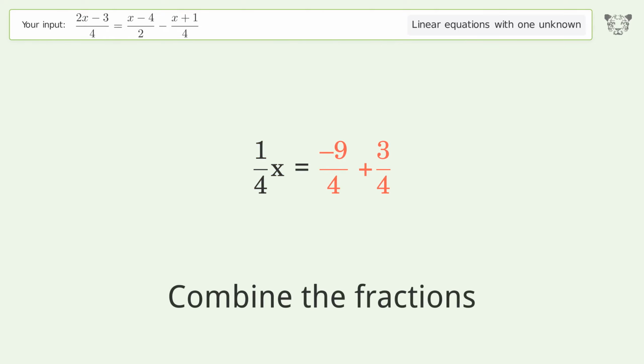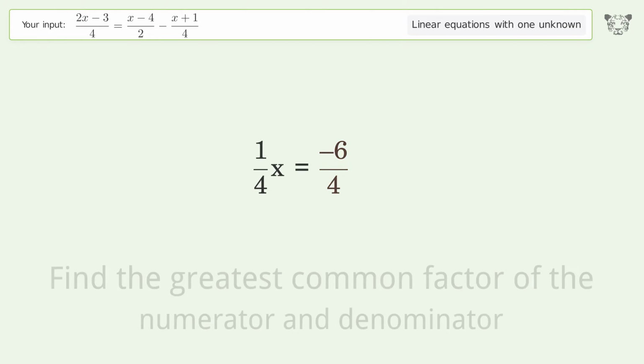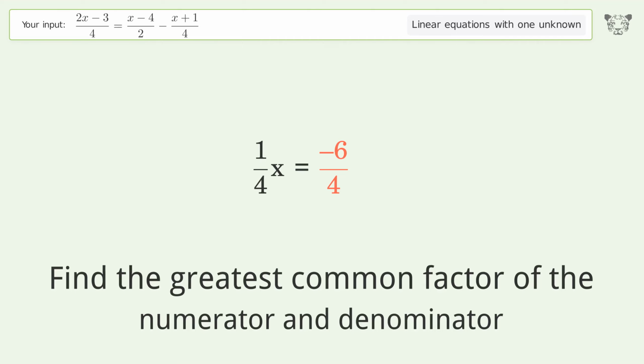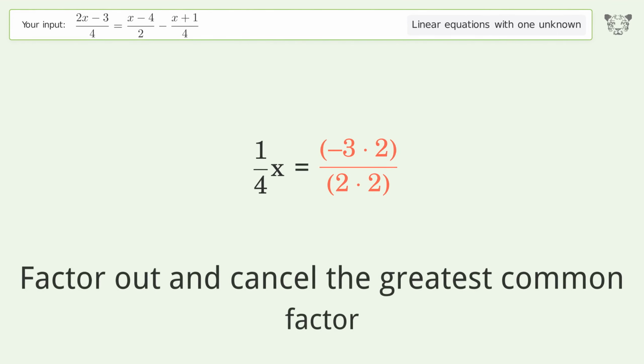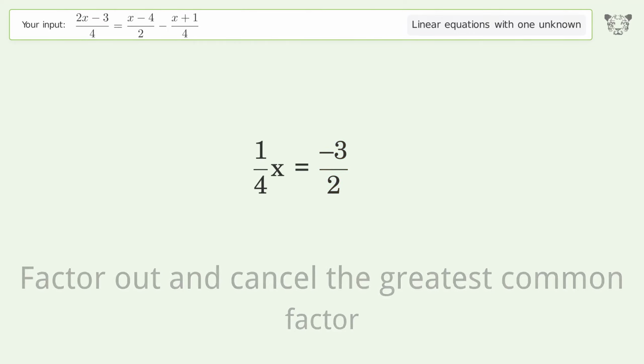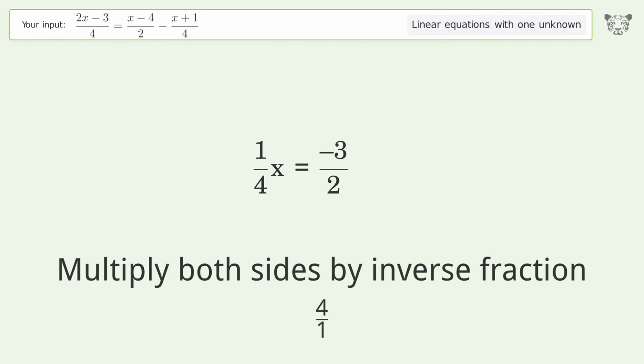Combine the fractions. Combine the numerators. Find the greatest common factor of the numerator and denominator. Factor out and cancel the greatest common factor. Isolate the x. Multiply both sides by inverse fraction 4/1.